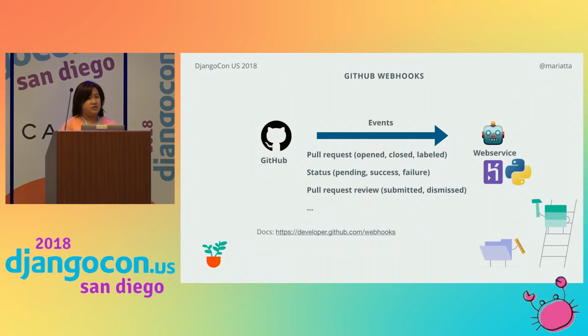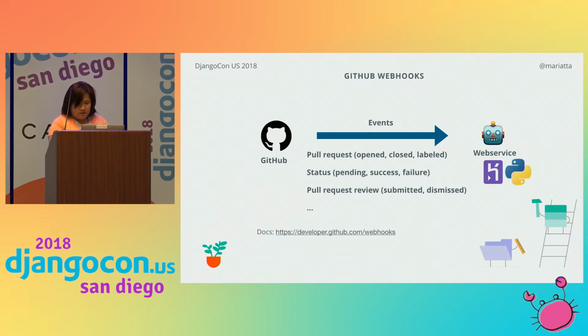Basically, you can configure your repository. You can add webhooks to your GitHub repo and let GitHub notify you whenever something happens inside your repo. It can send you events like, hey, there's a new pull request. Somebody opened it, somebody closed it, or it can tell you about a change in status: if the commit status changed to pending, success, failure, all that. It can tell you about a pull request review being submitted, dismissed. There's a lot of different events that you can subscribe to.